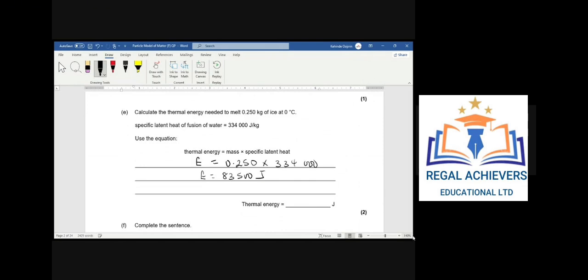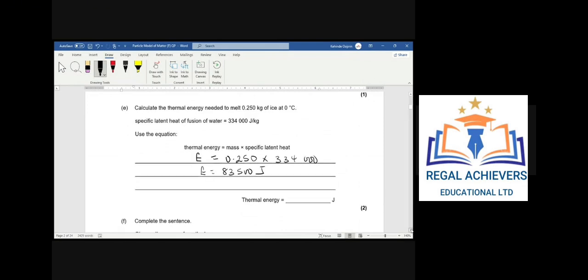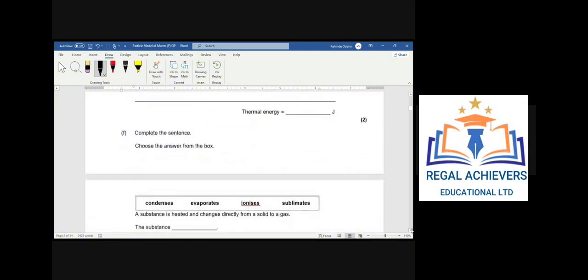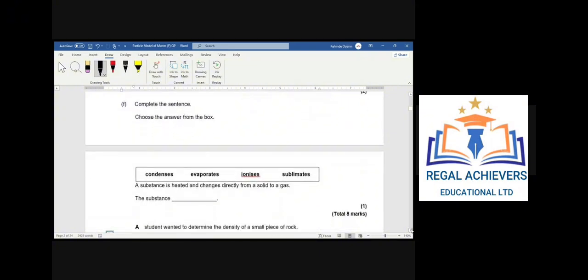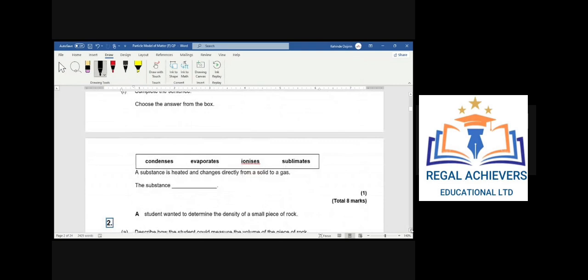All right, let's move on to the next question. It says we should complete the sentence, choosing the answer from the box. A substance is heated and changes directly from solid to a gas. Remember, we talked about this. When a substance changes directly from solid to gas without passing through the liquid state, we say it sublimes. So the substance sublimates.